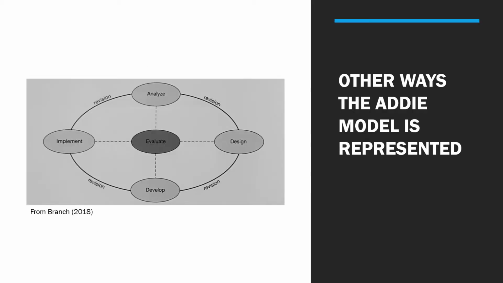The ADDIE model is not always represented as a successive series of steps. In this illustration, the 4 steps of analyze, design, develop, and implement encircle the evaluate phase. The evaluate bubble is interconnected to each phase, illustrating that the process of evaluation is interconnected and happens through the other 4 phases. We call this formative evaluation, as it informs the next steps. On the outside of the graphic, each phase is connected with the term revision. Again, this illustrates that there is a constant revision that takes place in instructional design.